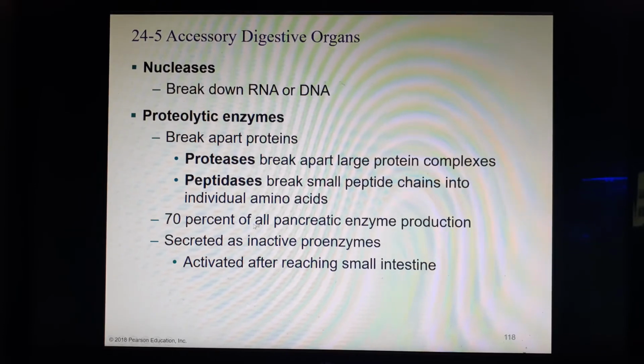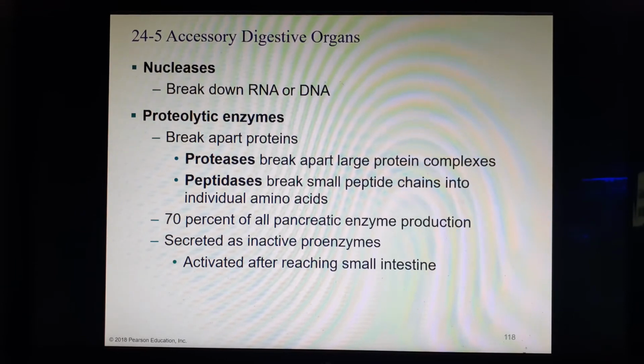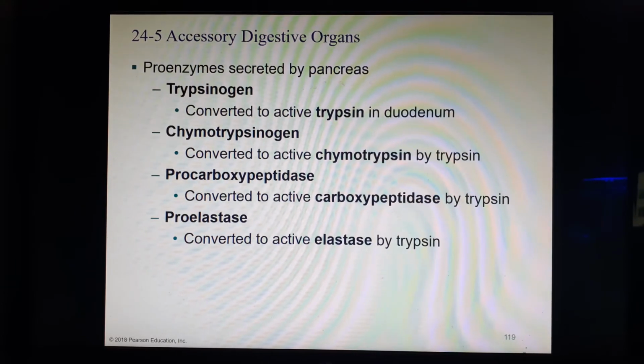About 70% of all the enzymes produced by the pancreas are going to be proteolytic enzymes. And like we saw in the stomach, they're secreted first as an inactive proenzyme, and then they'll have another thing that will cleave them and activate them into the active enzyme. The proenzymes that are coming from the pancreas, and remember, if it ends in ogen, you take the ogen off when you cleave it. So trypsinogen is going to be converted to trypsin. Chymotrypsinogen is going to be chymotrypsin.